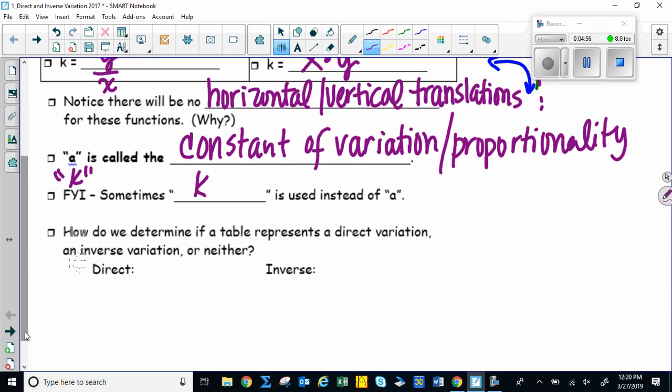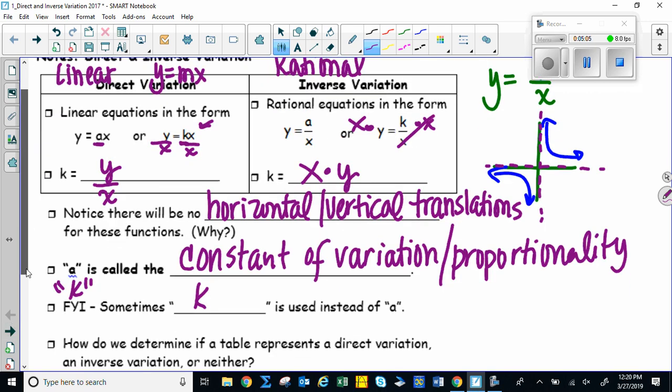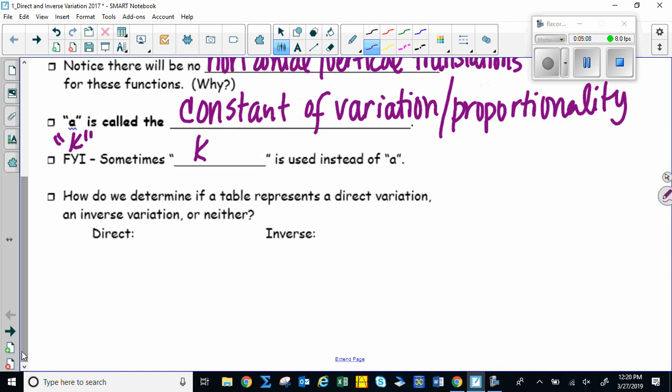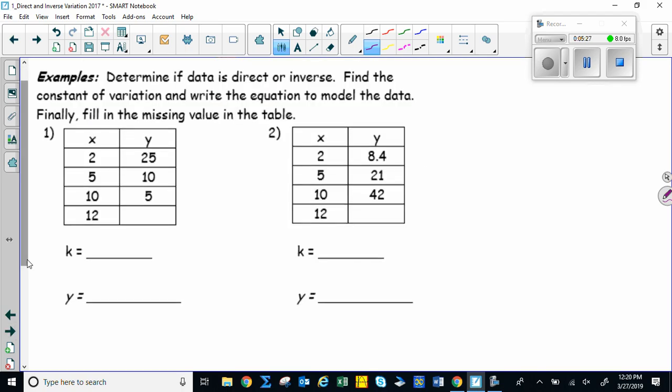All right, so we have some tables below that we're going to determine if our tables are direct variation or inverse variation. We'll know it's direct variation if your k value is y over x. We'll know it's inverse variation if our k value is x times y. All right, so we've got some examples here we're going to practice with. So what I'll do is I'll take my table and I'll just extend it a little bit.